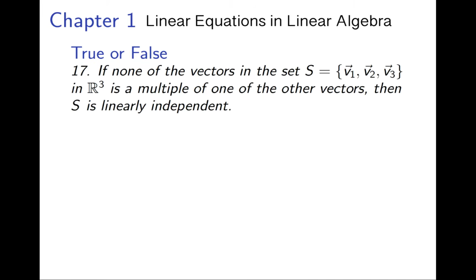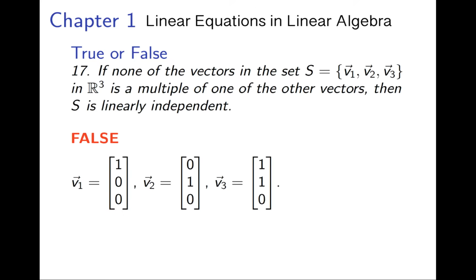Number 17. If none of the vectors in the set S of v1, v2, v3 in R3 is a multiple of one of the other vectors, then S is linearly independent. And that's false. Here we could take S to be the set of 1, 0, 0, 0, 1, 0, and 1, 1, 0. None of these vectors is a multiple of another one, but v3 is equal to the sum of v1 and v2. So they are linearly dependent.